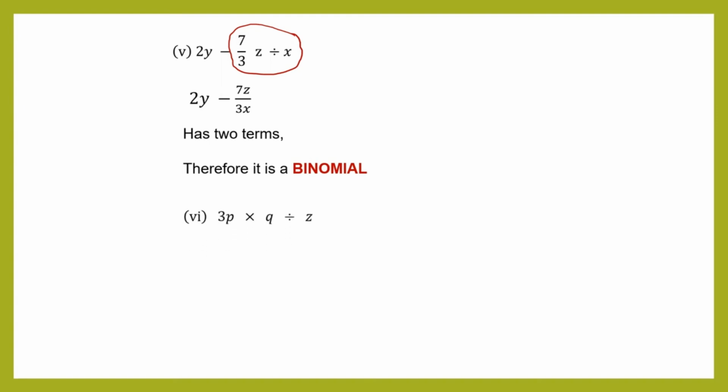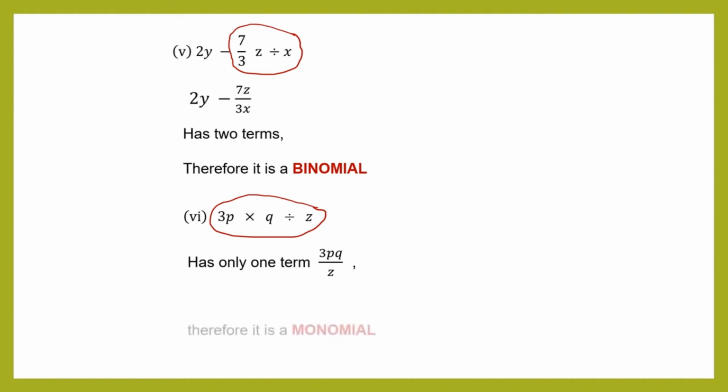Question 6. 3p into q divided by z. There are no plus and minus signs. That means I can put all these together to make it one term. So this is what it will look like. 3p into q becomes 3pq divided by z. Therefore, it is a monomial.